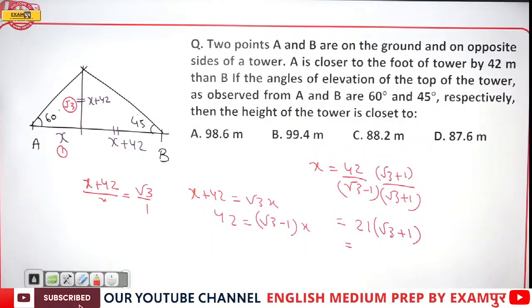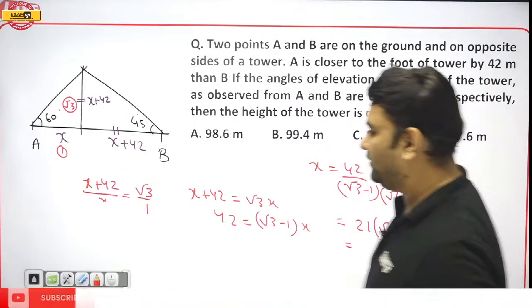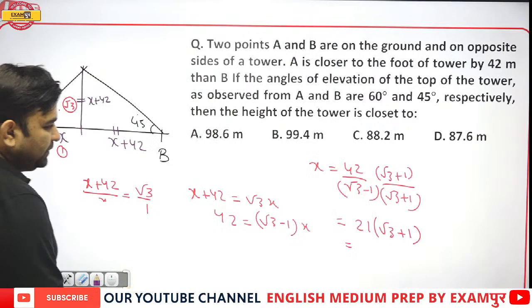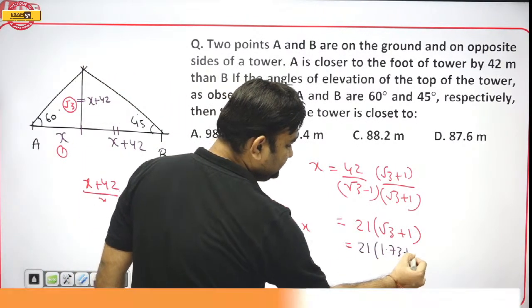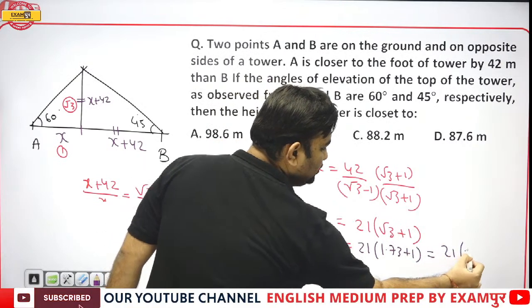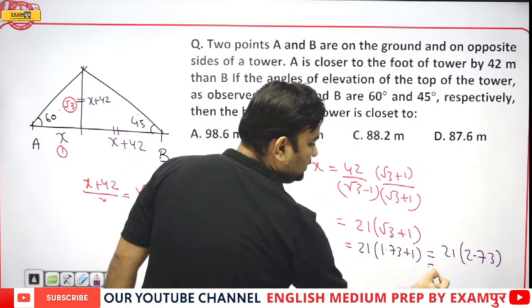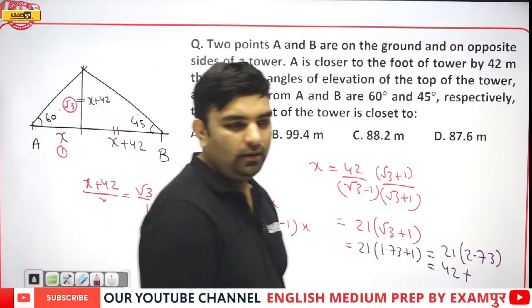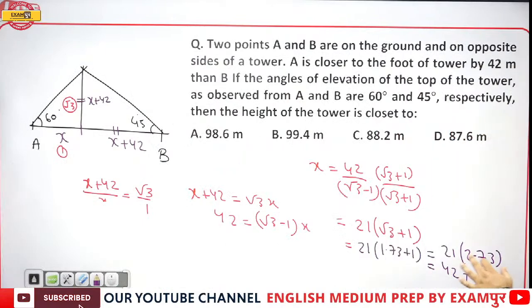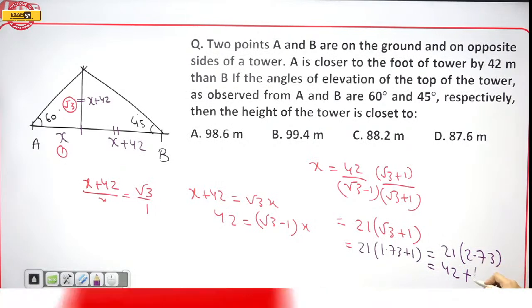Now, I personally want you to remember the value of √3. Okay, they are asking the height of the tower. So, I personally want all of you to remember the value of √3. It is 1.73, plus 1. 21 into 2.73. What is 21 into 7? Not a very difficult multiplication, 147, so 14.7.